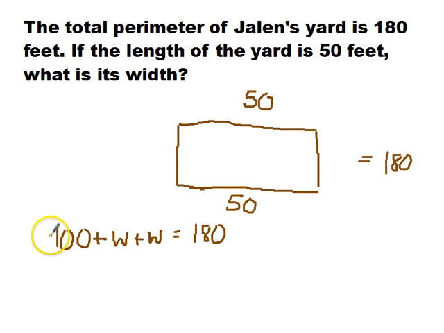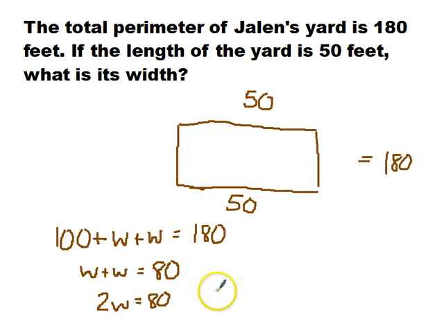Alright, let's simplify this. Let's take this 100 out of here. And we know that width plus width equals 180 minus 100, which is going to give me 80. 2 times the width gives me 80. 80 divided by 2 is 40. Double check, does it all add up to 180? 40 plus 50 is 90. 90 taken twice is 180. Bingo! We are under control.